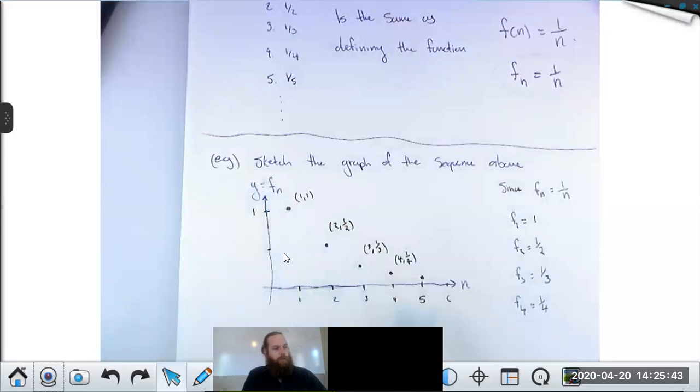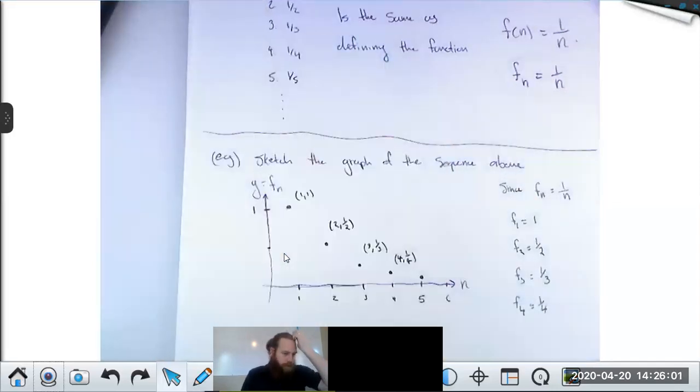If there was a curve, say, joining these 2 points, then I would be saying that for every number between 1 and 2, there is an output from the sequence associated with that number. But none of the numbers between 1 and 2 are whole numbers. So none of those numbers are in the domain of this function, because a sequence is a function whose domain is a subset of the natural numbers. Make sense?